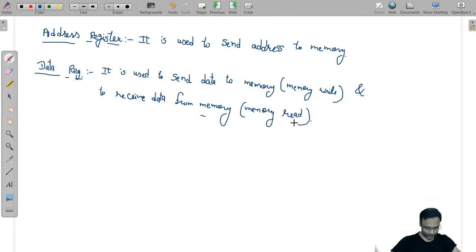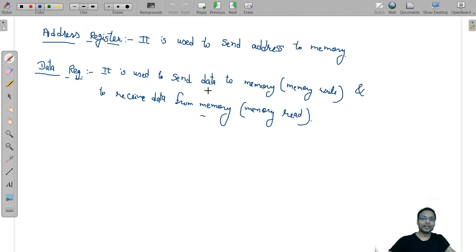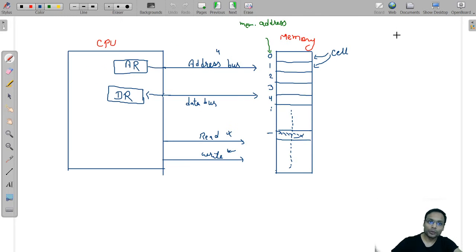Memory read operation. Okay, and then this particular data register is used to send the data to memory in the memory write operation. So I have written these two definitions for both operations. This data register can be used to send the data or to receive the data. And then the address register is always sending the address to memory. Fine.